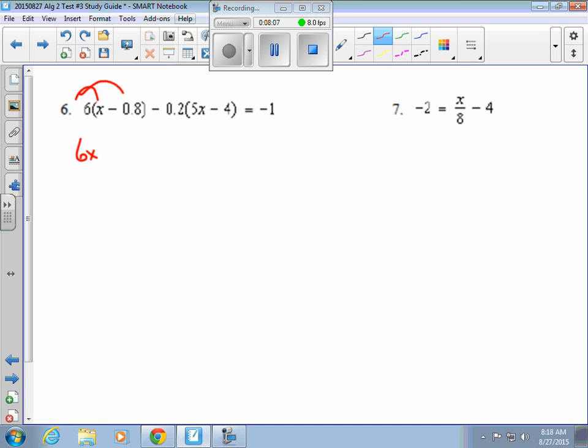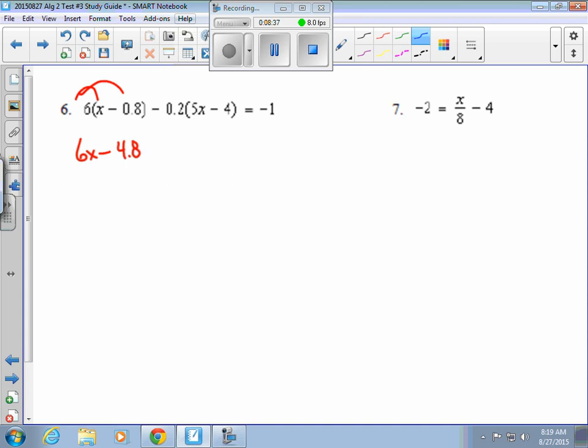6 times negative 0.8, if this messes you up, just multiply 6 times 8. You know you get the number 48. But remember, it's negative because it's 6 times negative times a positive is a negative, and then it's not 48 because it wasn't 8, it was 0.8. So it's not going to be 48, but it's going to be 4.8. You got to move that decimal over one time. So it's negative 4.8.